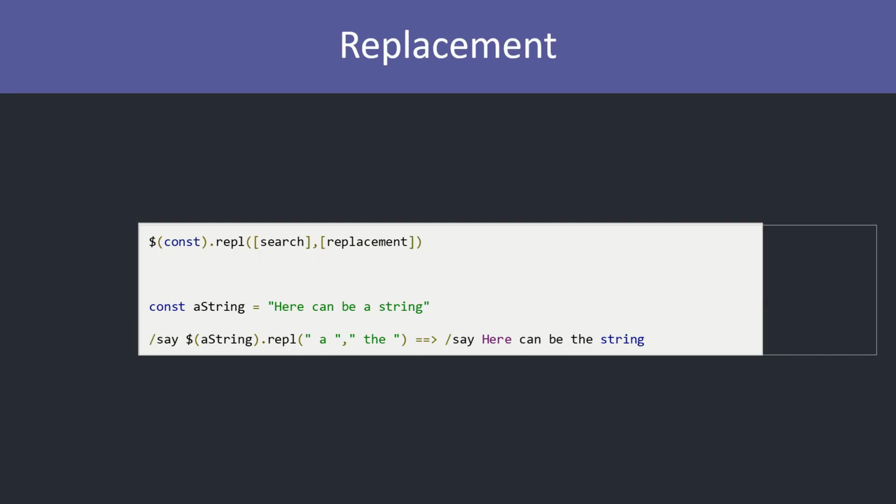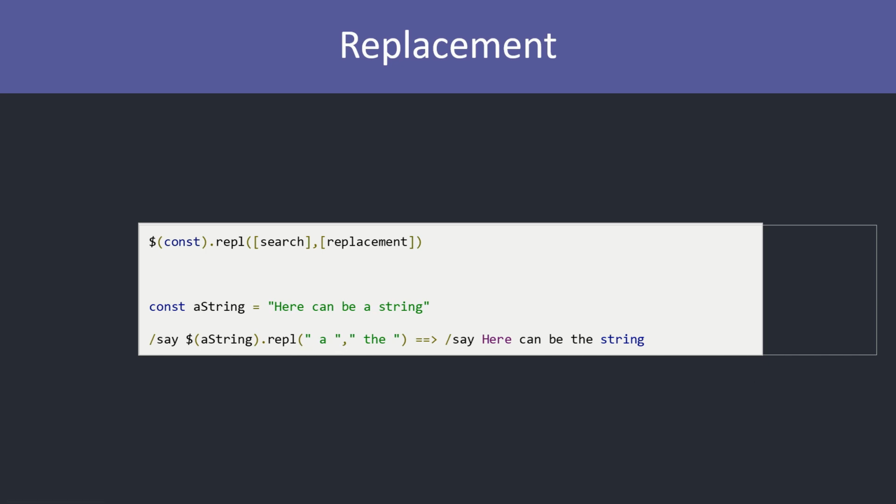What we can also do with constants, we can replace some parts of it. So let's say we have the a string again, and we can just say .replace the thing we want to match and replace it. In the end it generates from here can be a string to here can be the string. And this match thing here can also be a regex for already professional programmers out there.